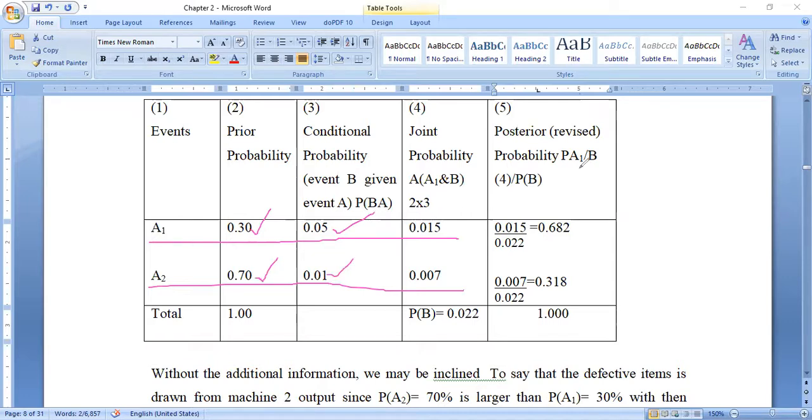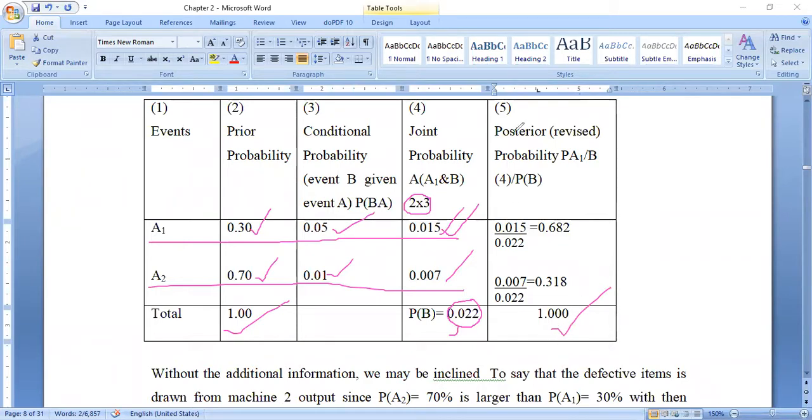Okay, then joint probability, multiplication: 2 into 3, that is, second row, second column into third column, then you will get this value. Simply do the total of these totals. Okay, this value is divided by this total, and this value is divided by this total, then finally you will get 1. Okay, in the first, prior probability you got 1, and posterior revised probability also you will get 1.